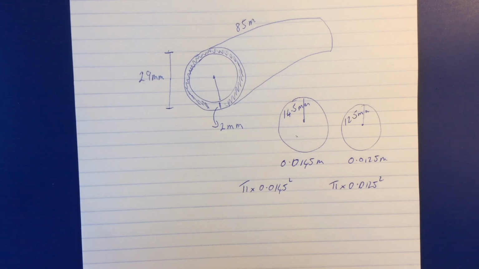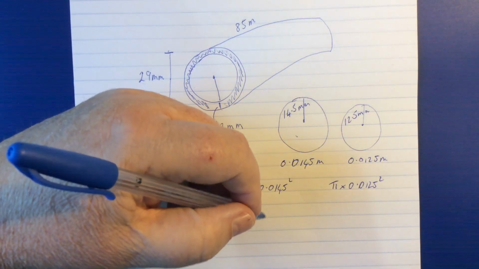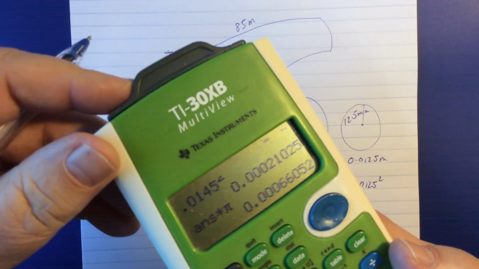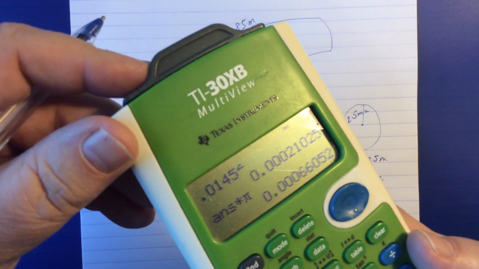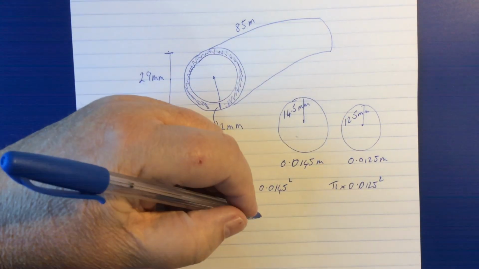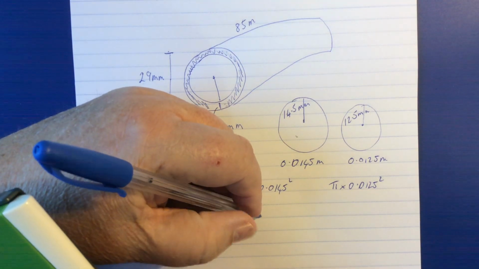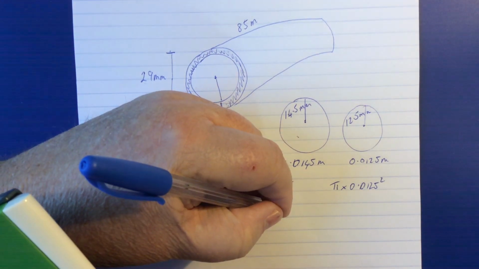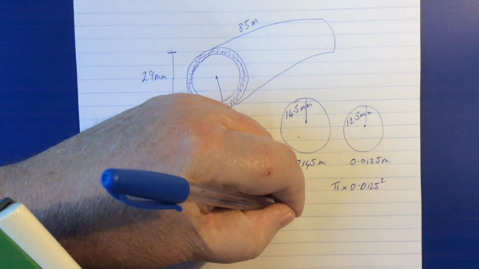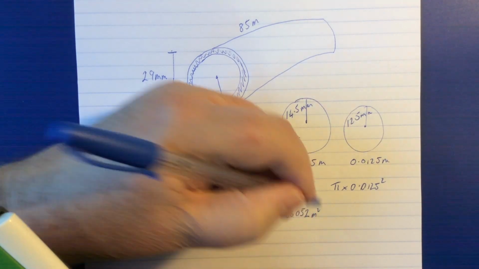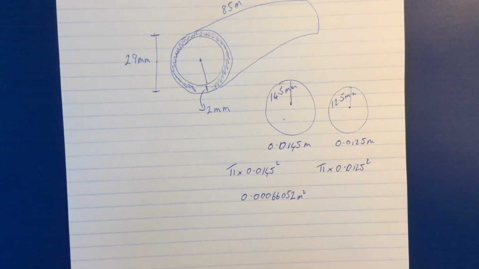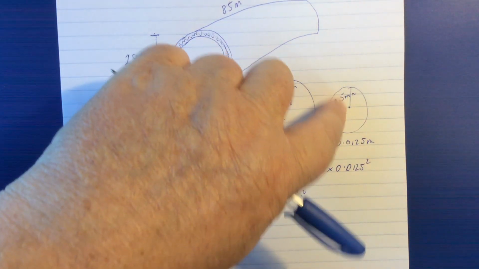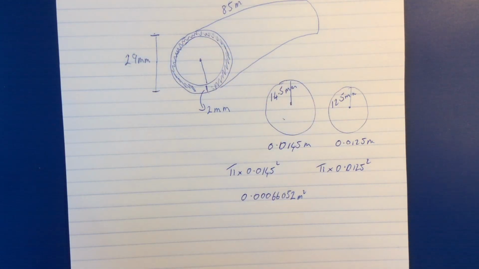0.0145 squared times pi gives us, can you see that? There we are, that's the answer there. It's a very small answer. It's a very small number. But remember that this is in square meters. So it is 0.000666052 meters squared.